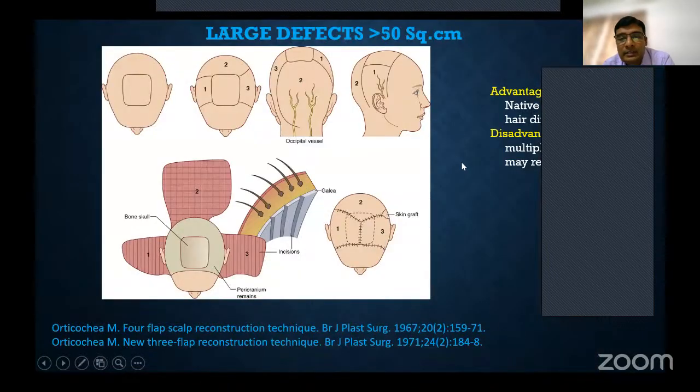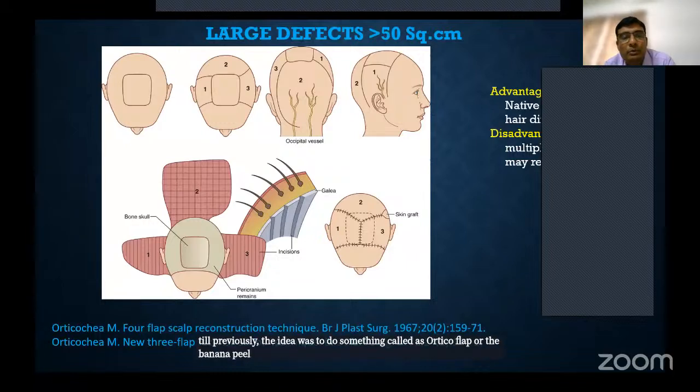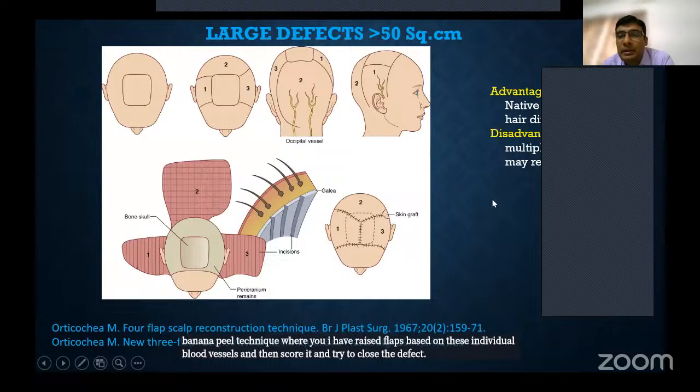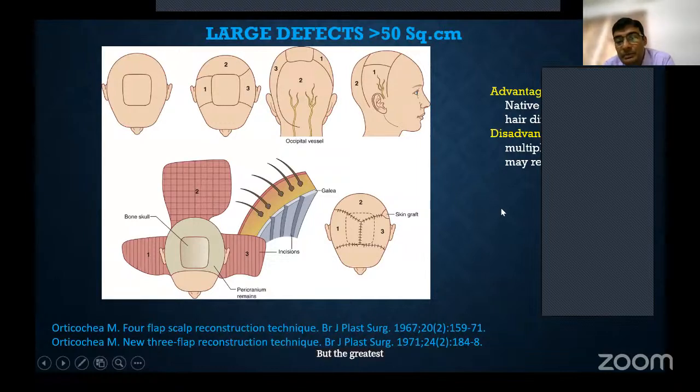For large defects, before the era of microsurgery, where we can transfer large volumes of tissue to any other part of the body, the idea was to do something called an articular flap or the banana peel technique, where I raise flaps based on these individual blood vessels and then score them and try to close the defect. But the greatest advantage of this particular technique is that it provides you with hair-bearing skin all over.